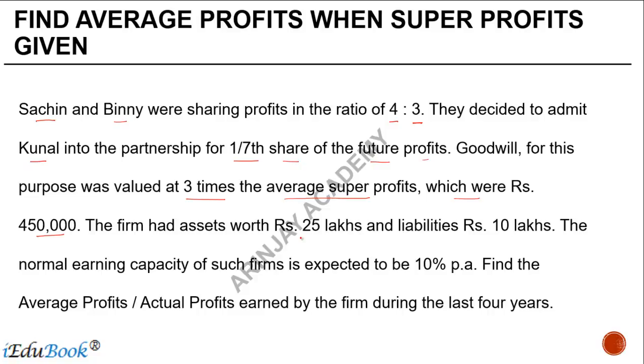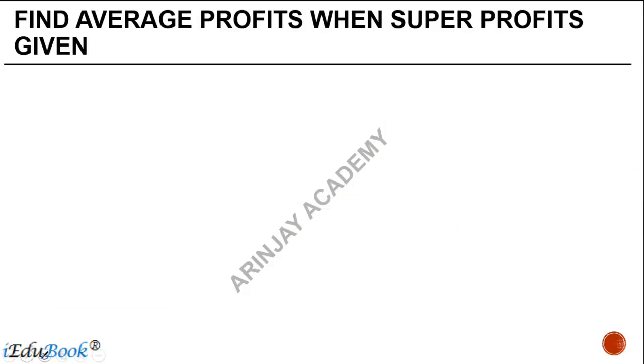The firm had assets worth rupees 25 lakh and liabilities worth rupees 10 lakh. The normal earning capacity of such firm is expected to be 10% per annum. Find the average profits or actual profits earned by the firm during the last 4 years. So let us look at how we solve this.